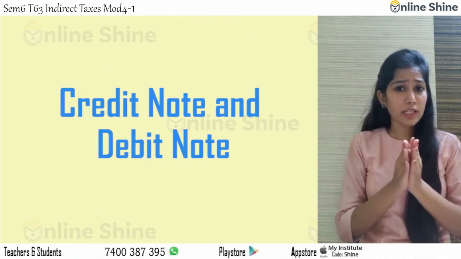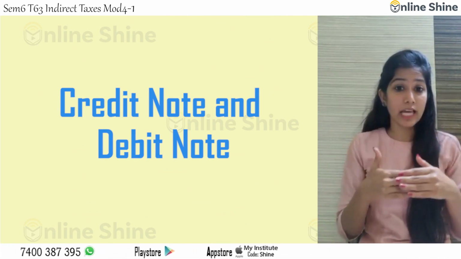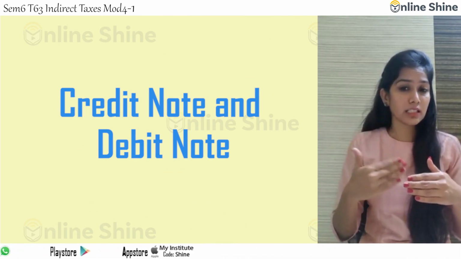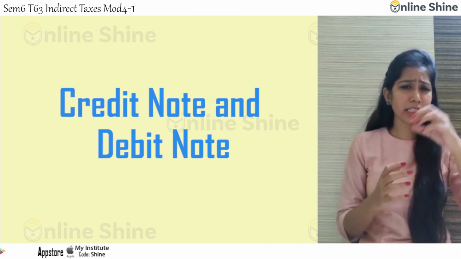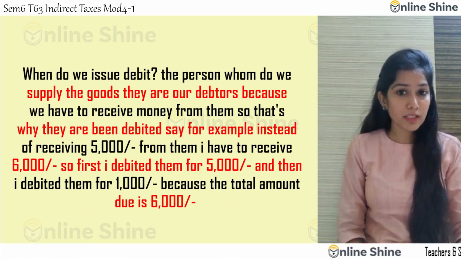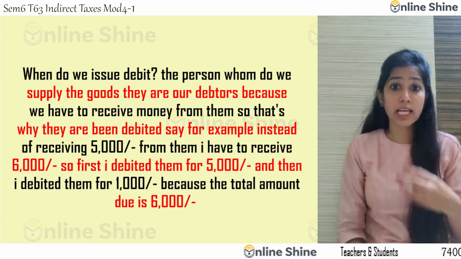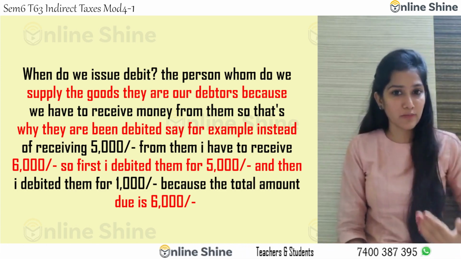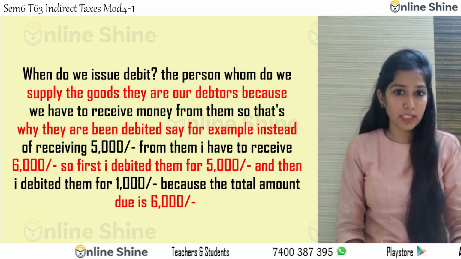Okay. Now credit note and debit note. For that we have to understand the journal entry. Let us go into accounts. When do we issue a debit note? The persons to whom we supply the goods are our debtors because we have to receive money from them. So that's why they are being debited.